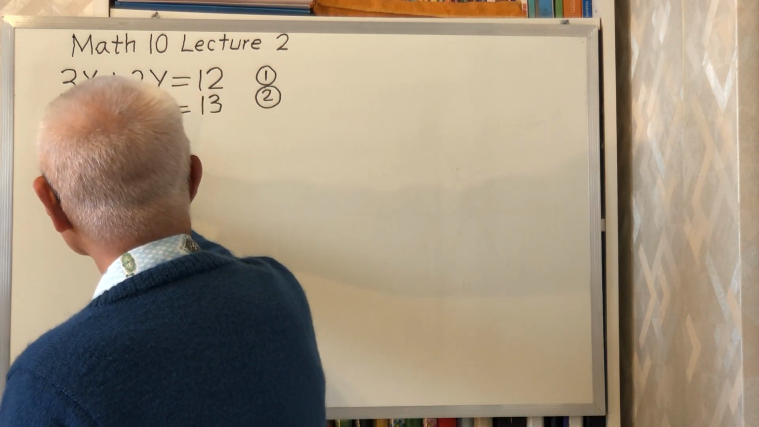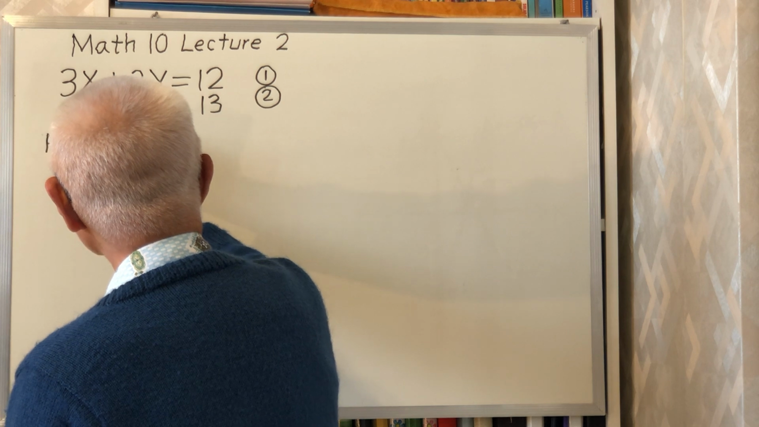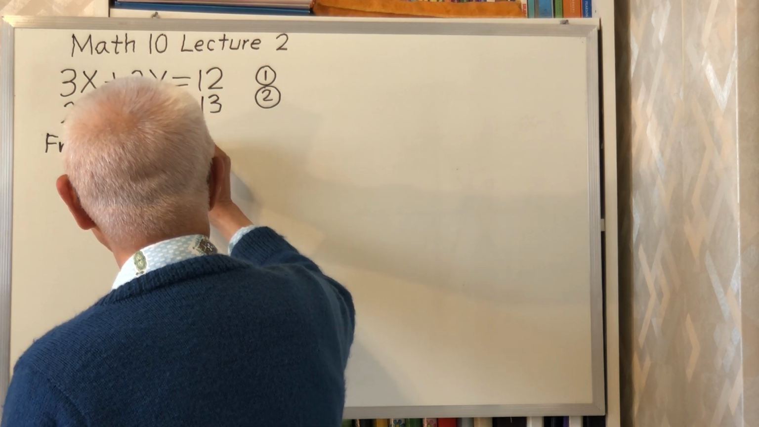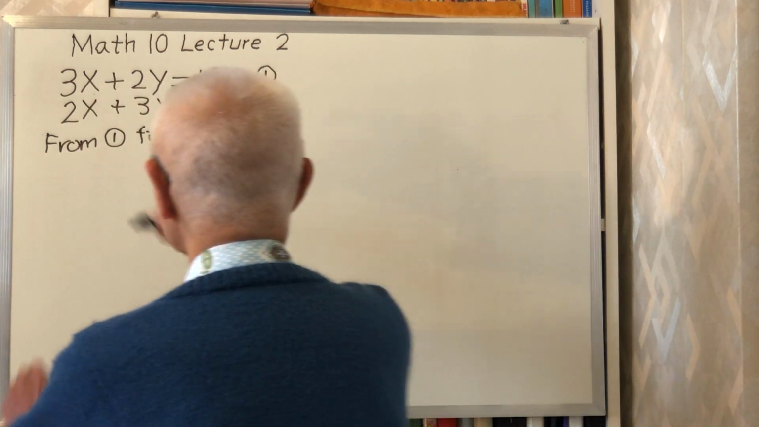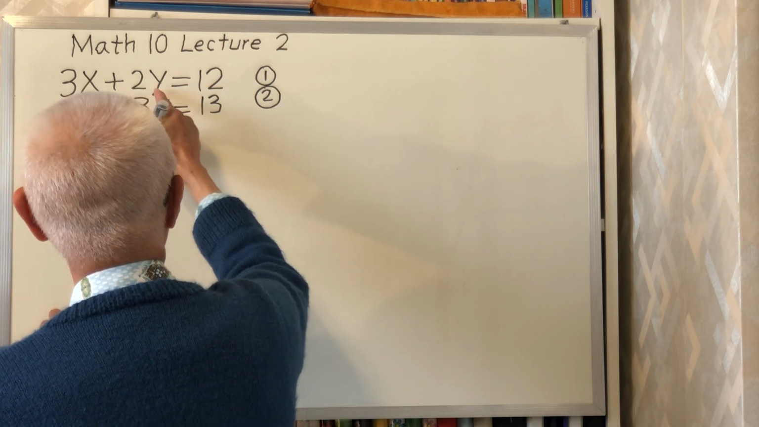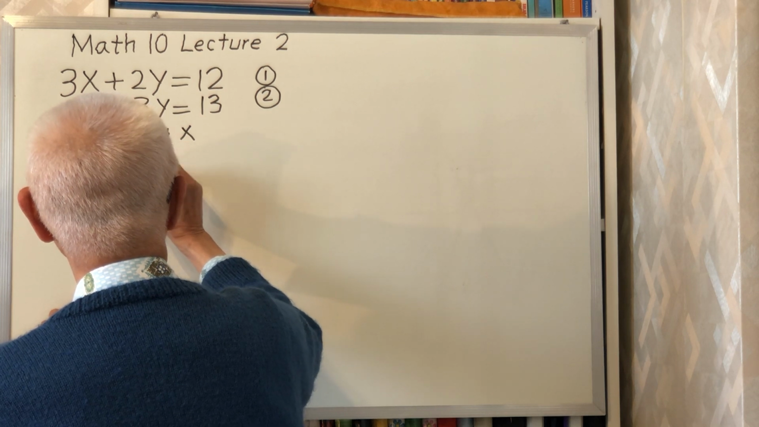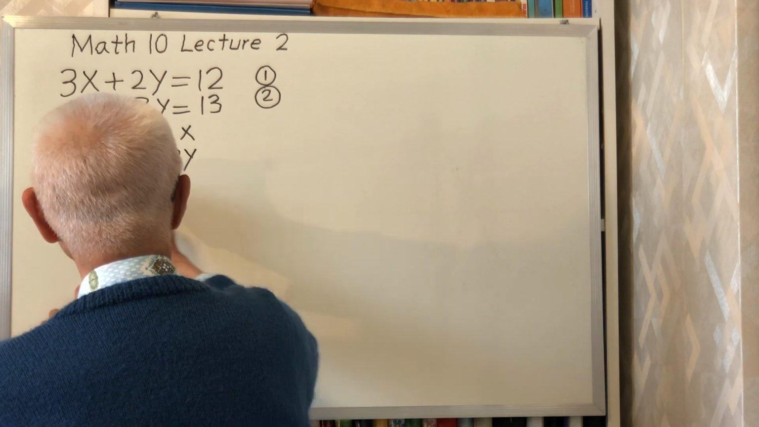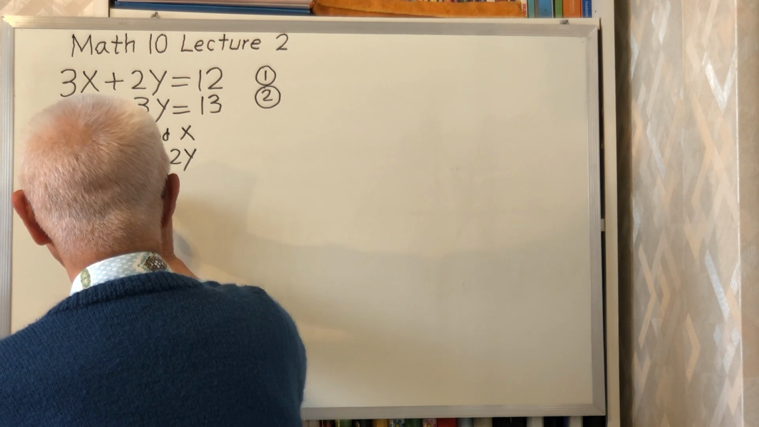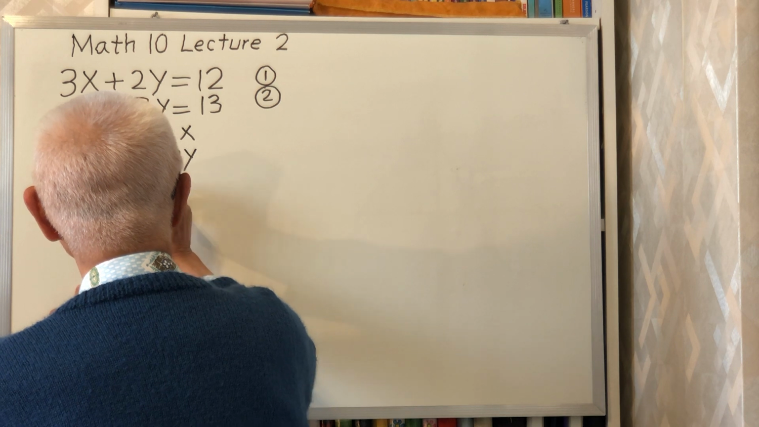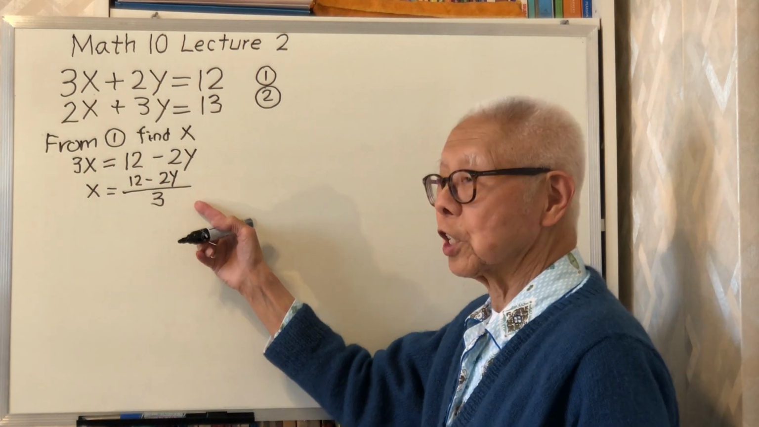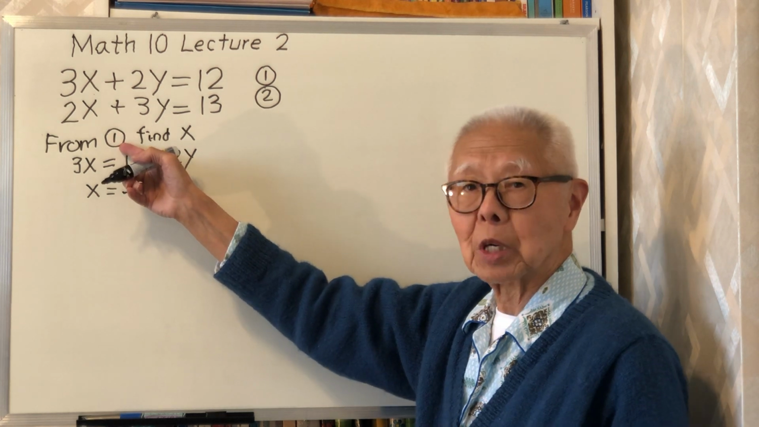From equation 1, find x. So what is x? 3x equals, move the 2y to the right-hand side. Divide this equation by 3. This is my x from equation 1.